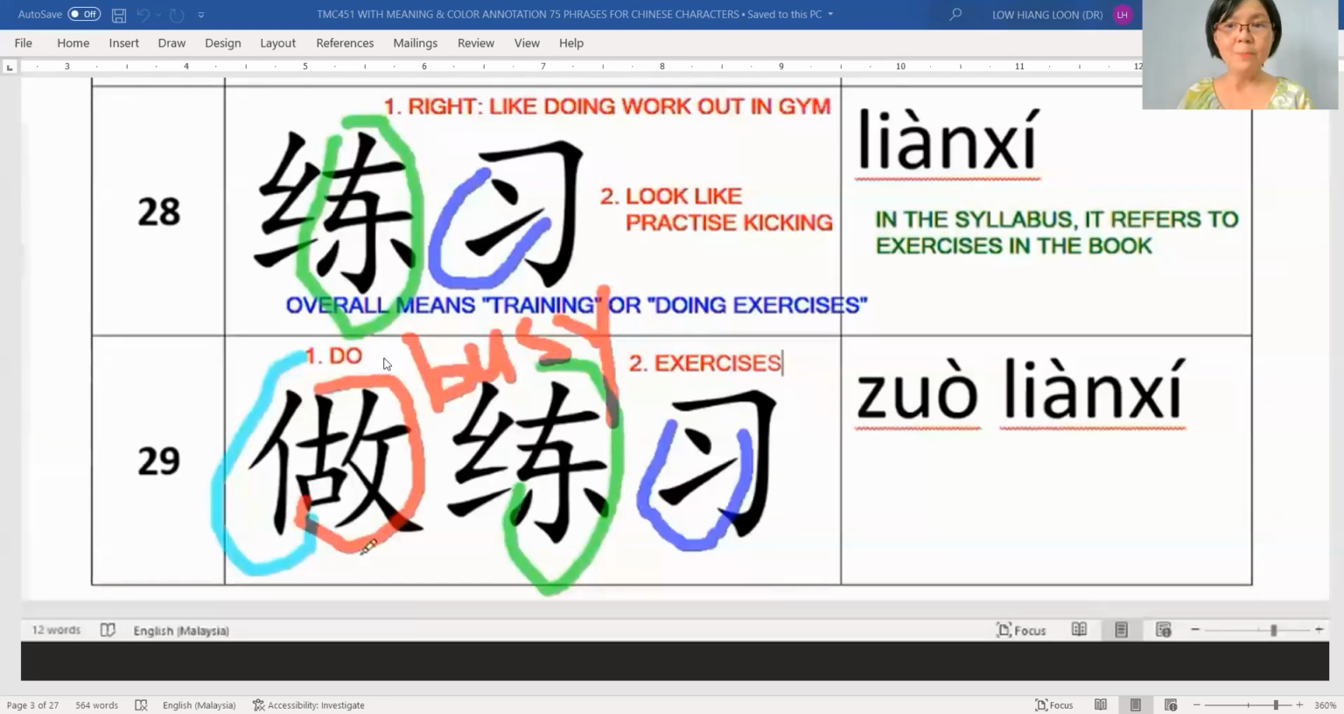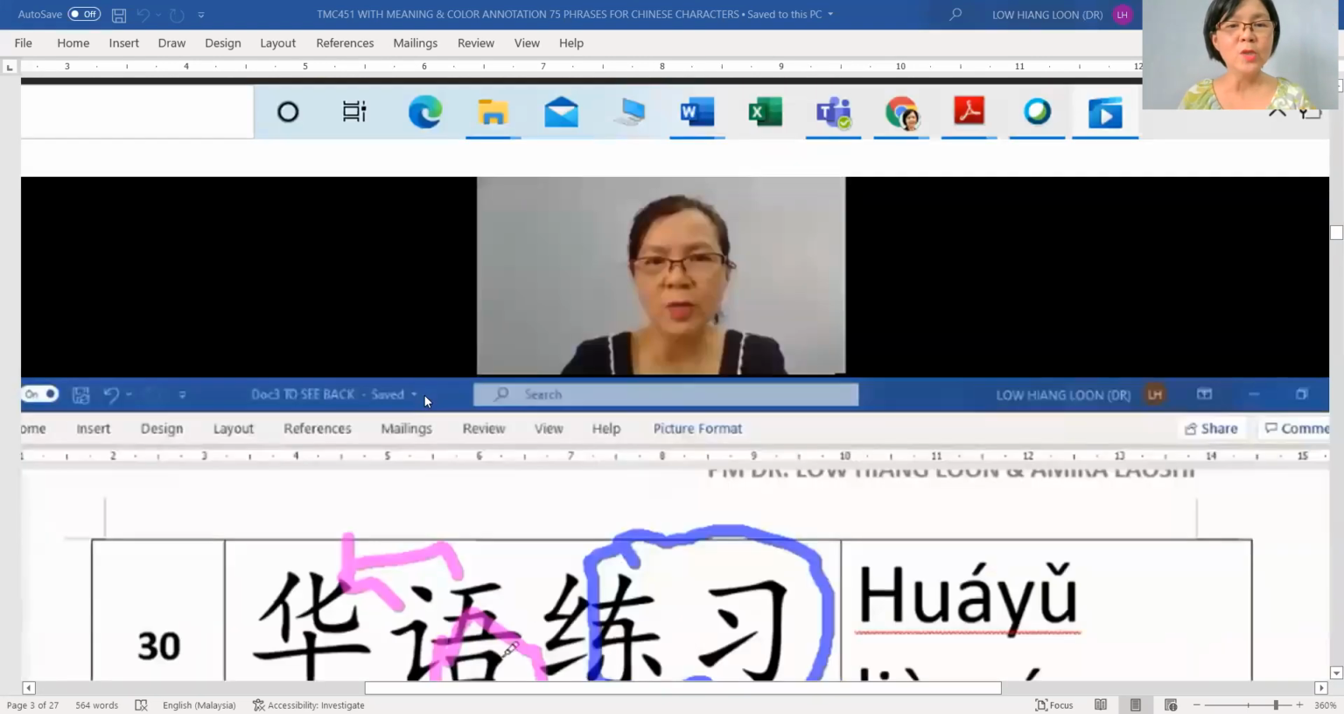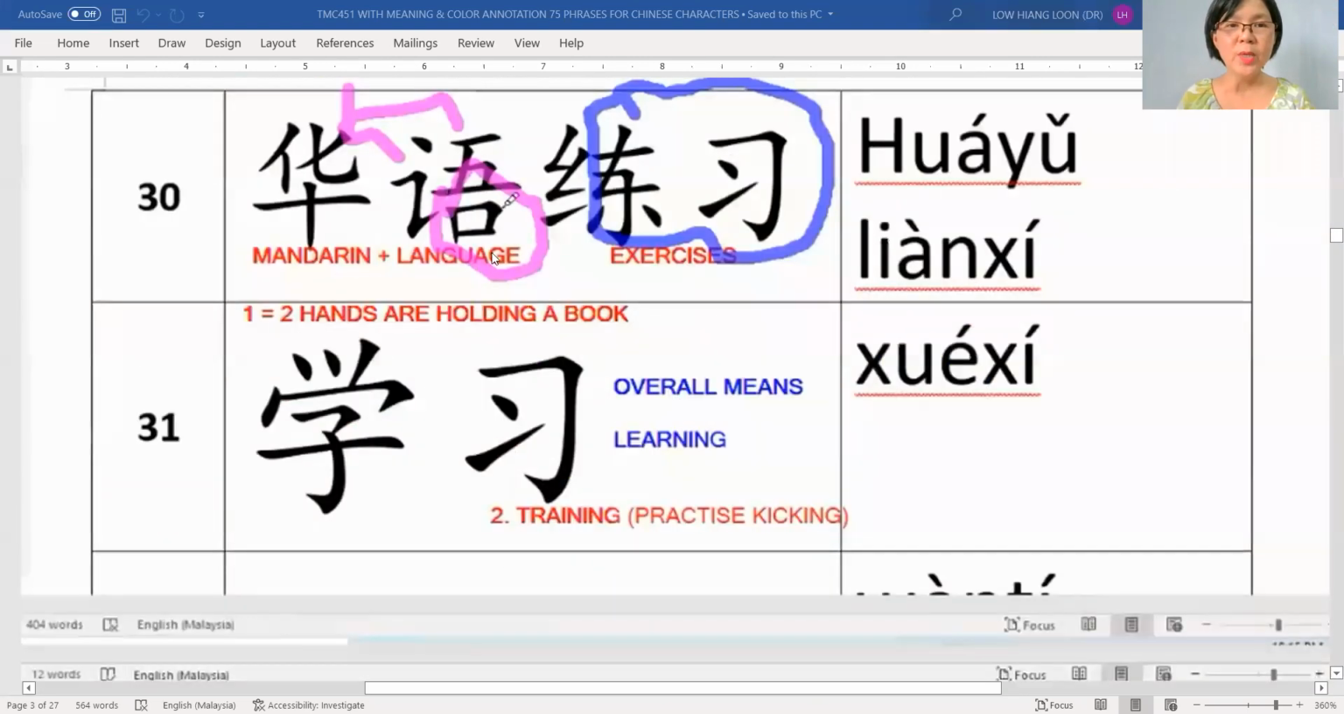So actually, what you learn here is not meant for you to imagine the gym. It's not. Because what you learn is you are doing the 华语练习. Okay, means that the exercise is for the Mandarin exercise. But Lao Shi just gets you to use the gym to remember this is the training or practice.